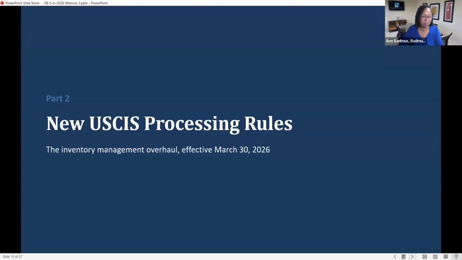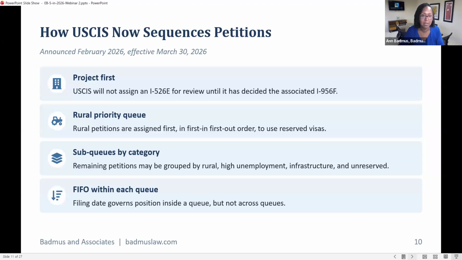So now let's talk about the foundation. Now let's look at what's changed this spring, starting with how USCIS decides how or when they're going to work on petitions. When we talk about inventory management, what we're talking about is the inventory of applications that the government is getting for EB-5 and how they're managing those numbers, those applications that they're receiving.